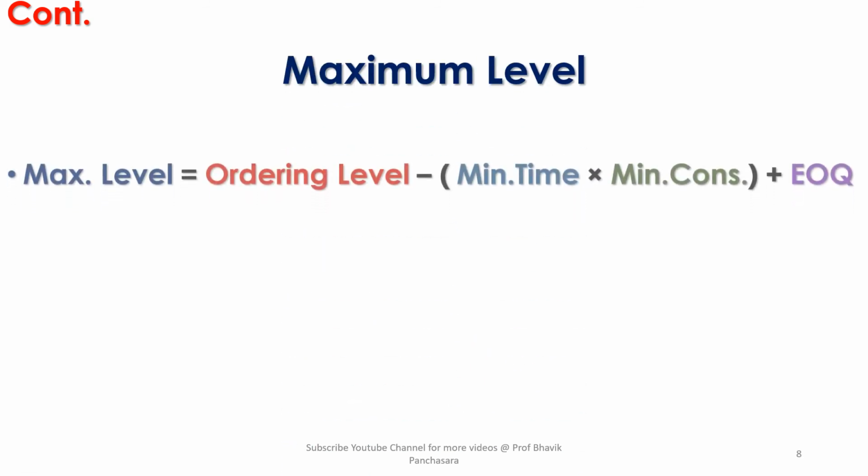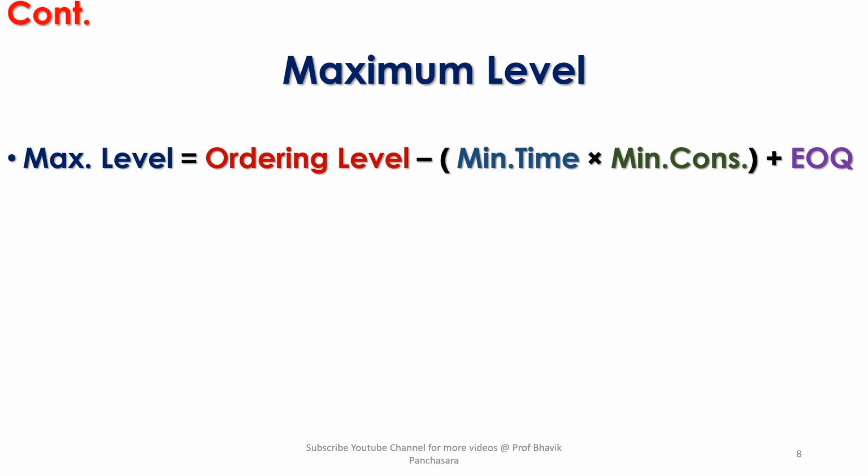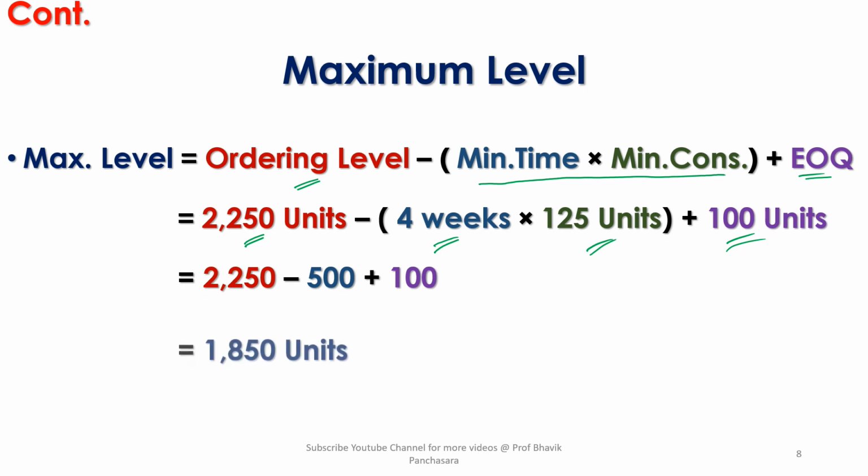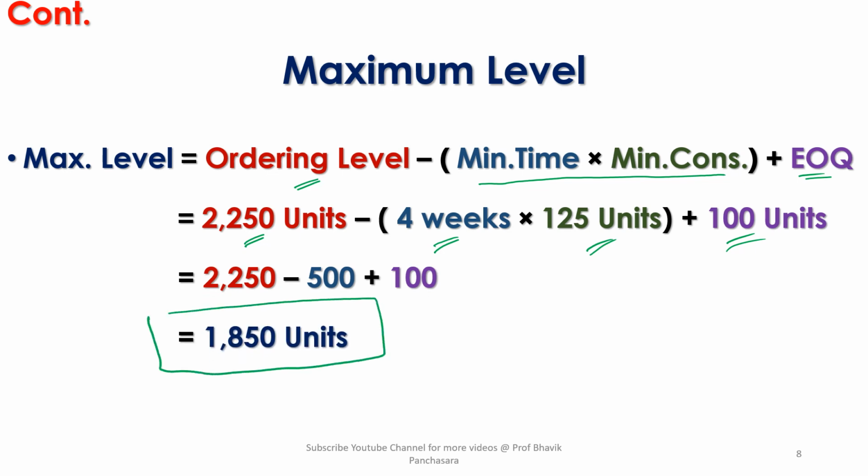And lastly, the maximum level. The formula for maximum level is reordering level minus minimum consumption of minimum time plus economic ordering quantity. Let us put the values here. 2250 units are the reordering level, minimum time is 4 weeks, minimum consumption 125 units and EOQ is 100 units. So, if we simplify this formula, final answer is 1850 units, that is the maximum level.